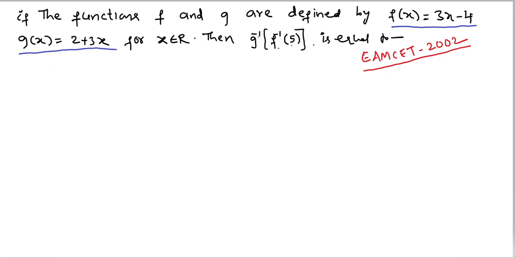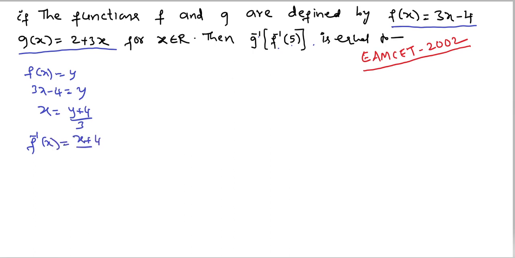First we find inverse functions for both f and g. So first f of x is equal to y. 3x minus 4 is equal to y. From this x is equal to y plus 4 by 3. Therefore f inverse of x is equal to x plus 4 by 3. Now we find the value of f inverse of 5, which is equal to 5 plus 4 by 3, equal to 9 by 3, that is 3.